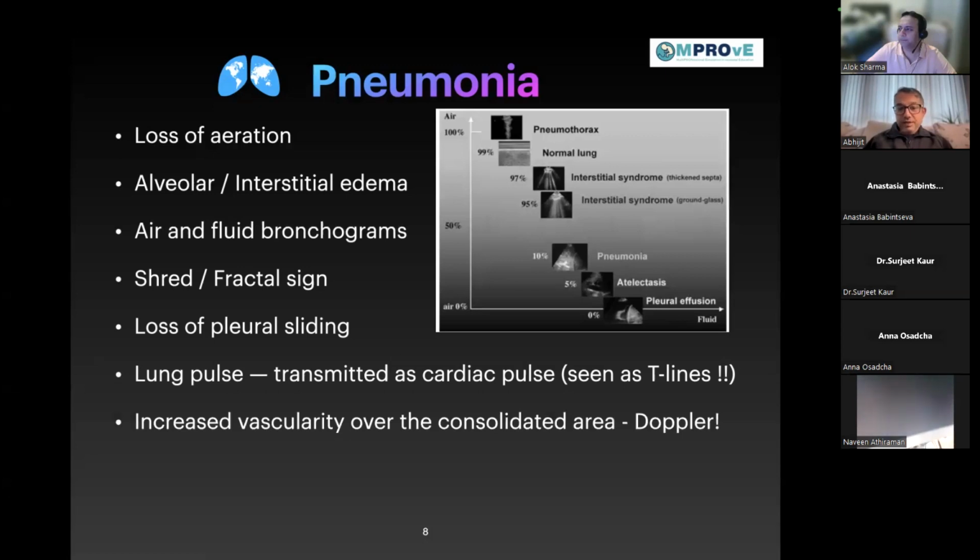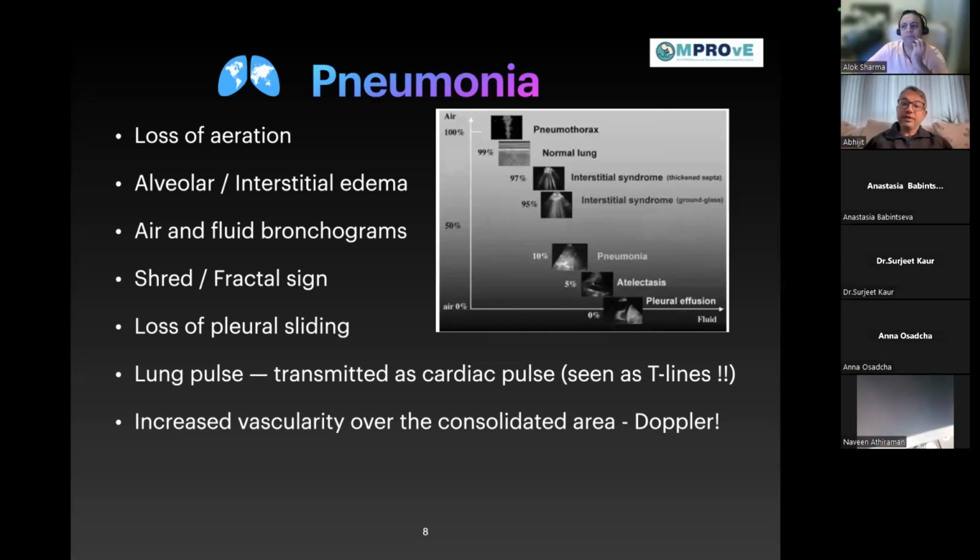Now, this is an infection. So when you have an infection, the body's defense system needs to be there to fight off the infection. So the white cells and the T cells need to reach the area, so they need increased vascularity. That's how you reach the site of infection. So there will be an increased vascularity over the consolidated area. And that's where the Doppler comes and helps us.